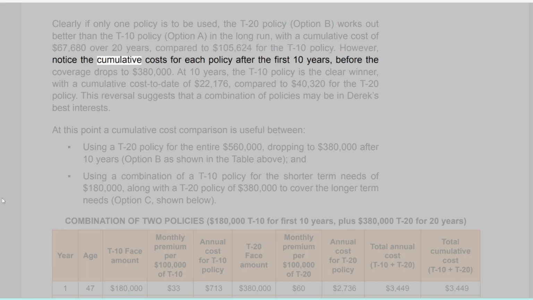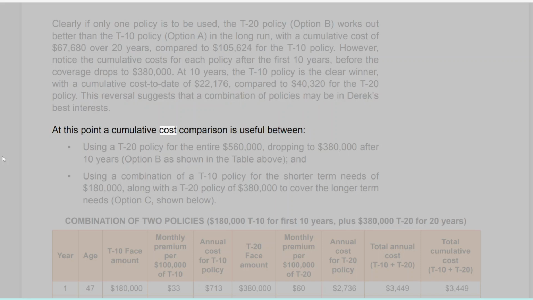However, notice the cumulative costs for each policy after the first 10 years, before the coverage drops to $380,000. At 10 years, the T10 policy is the clear winner, with a cumulative cost to date of $22,176, compared to $40,320 for the T20 policy. This reversal suggests that a combination of policies may be in Derek's best interests.